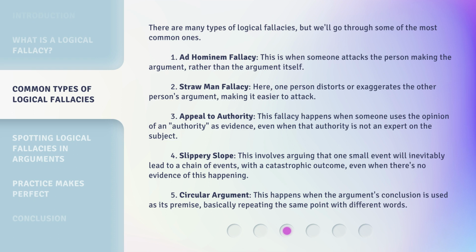3. Appeal to authority. This fallacy happens when someone uses the opinion of an authority as evidence, even when that authority is not an expert on the subject. 4. Slippery slope. This involves arguing that one small event will inevitably lead to a chain of events, with a catastrophic outcome, even when there's no evidence of this happening. 5. Circular argument. This happens when the argument's conclusion is used as its premise, basically repeating the same point with different words.